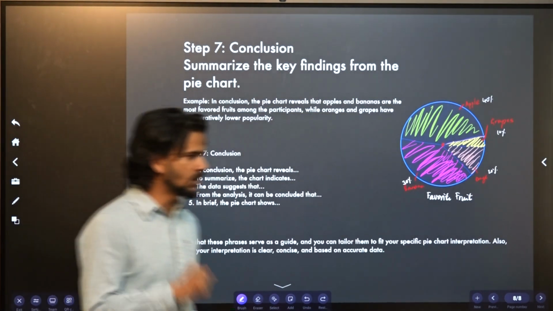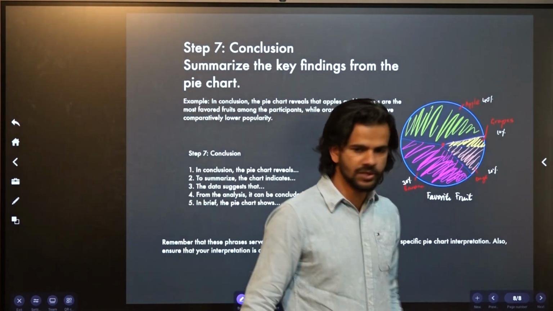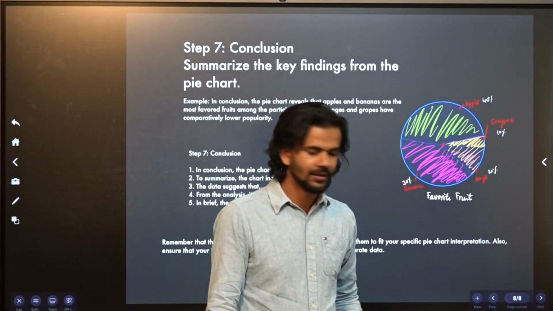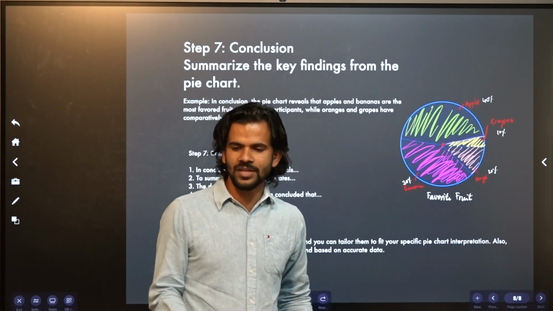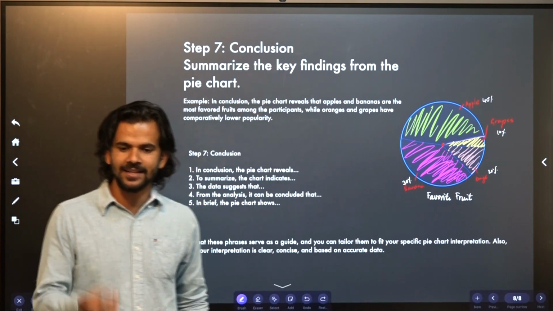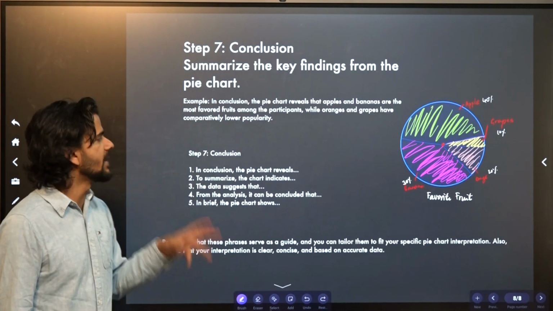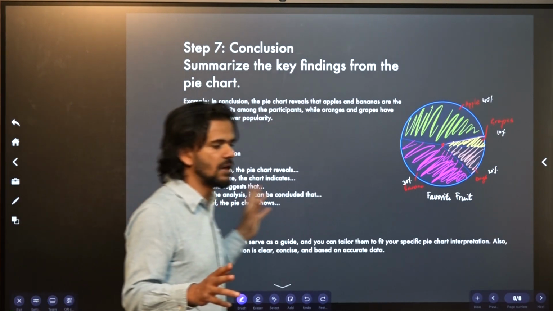And then step 7, now conclusion, you have to summarize. At the end, what do you want to say? You want to say goodbye? Do you want to say have a nice day? No. Huh? Or do you want to say I like the pie chart? I eat pie because. No. What do you want to do? You want to mention the most important things that you found from the pie chart.